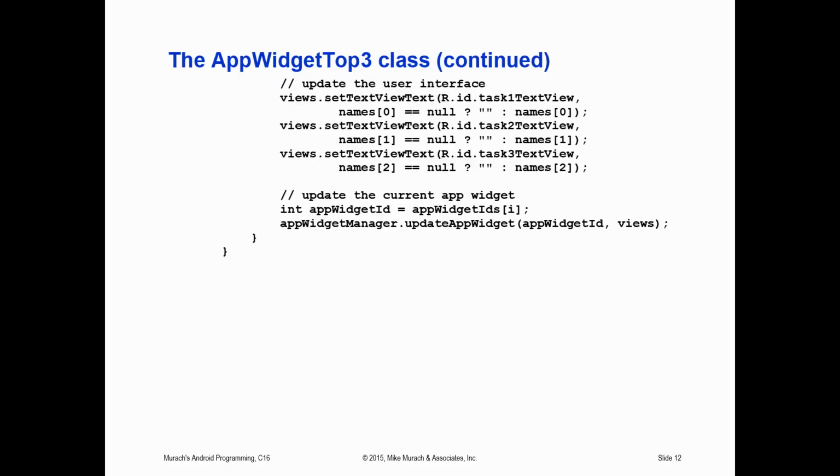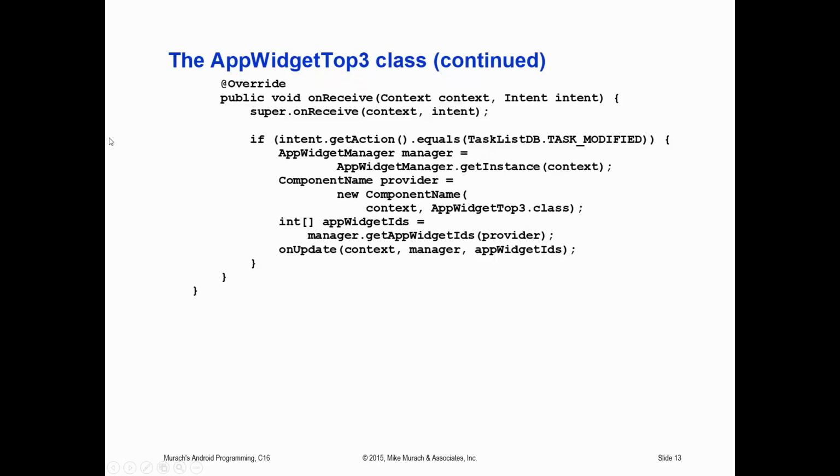Within the onReceive method, the code begins by checking whether the intent is the task modified intent that's broadcast by the database class. If so, it updates the app widget. For most app widgets, you need to only provide or override the onUpdate and onReceive methods of the AppWidgetProvider class to get the widget to work the way you want it to work.